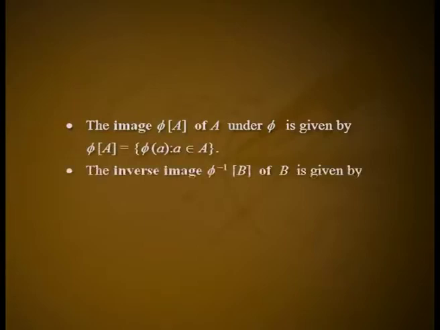Let φ be a function from a set X into a set Y, and let A ⊂ X and B ⊂ Y. The image φ(A) of A under φ is given by φ(A) = {φ(a) such that a belongs to A}. The inverse image φ⁻¹(B) of B is given by φ⁻¹(B) = {x belongs to X such that φ(x) belongs to B}. Remark: φ(A) is a subset of Y and φ⁻¹(B) is a subset of X.